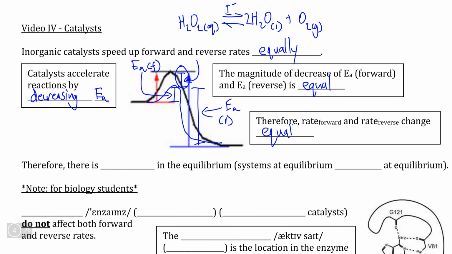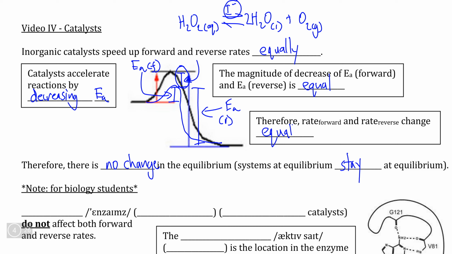Now, if this reaction is already at equilibrium, that means there is going to be no change in the equilibrium, because you're not changing the reaction in any way that would make one rate greater than the other, thereby disrupting the equilibrium. So adding an inorganic catalyst like iodide would cause a system at equilibrium to stay at equilibrium, but it would reach the equilibrium faster because, again, the catalyst accelerates the rate of a chemical reaction.